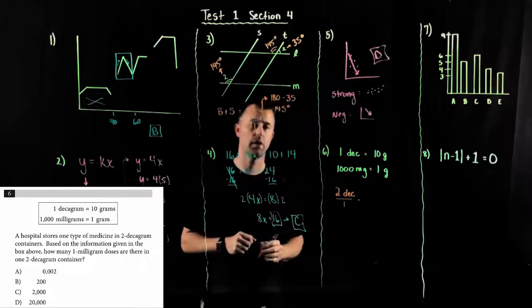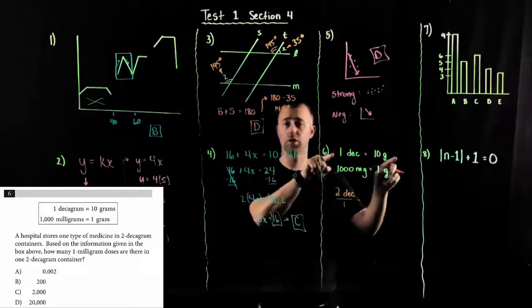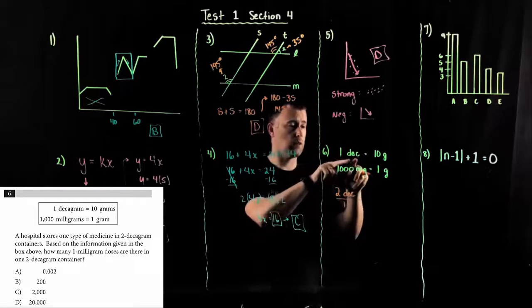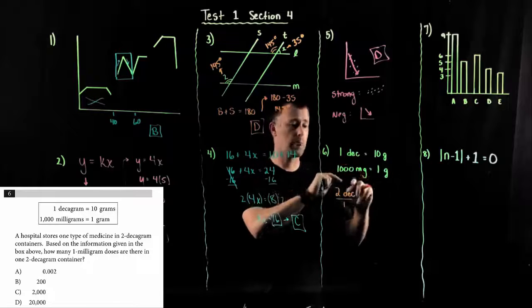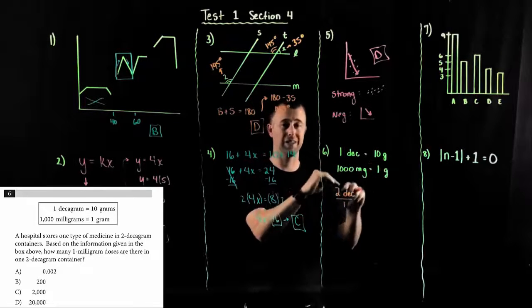I'm going to multiply it by our conversion factors. Conversion factors are basically two things that are equal to each other written as a ratio. Now the first thing I want to do is go from decagrams to grams, and then go from grams to milligrams. So I'm going to do two different conversions, one at a time.